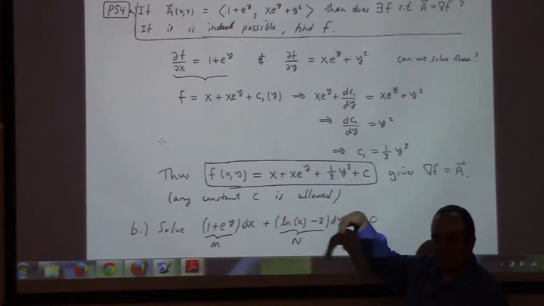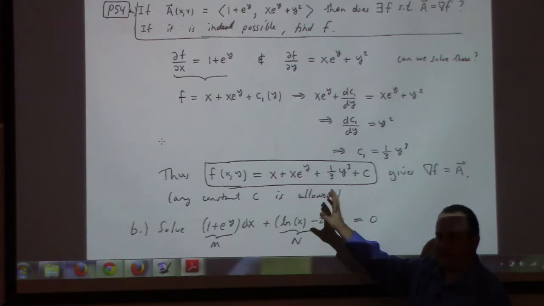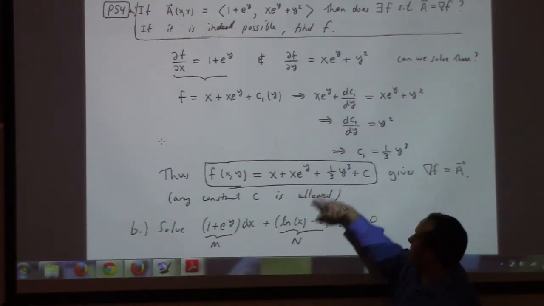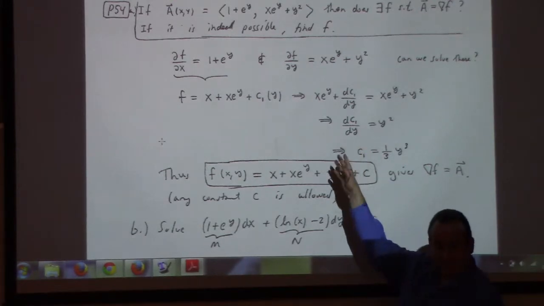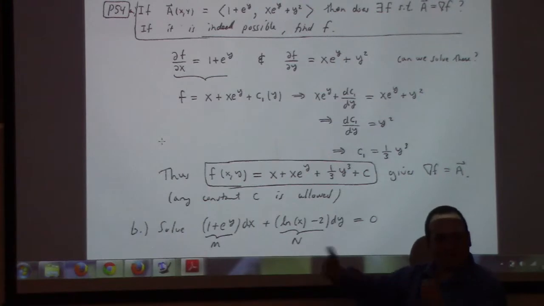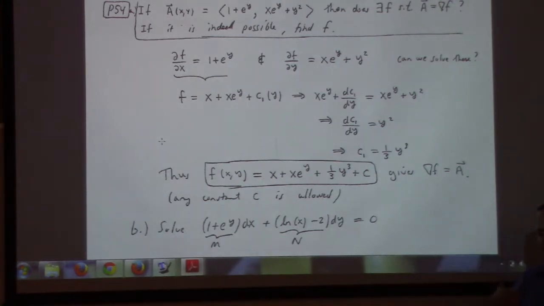But somewhere in the production of this problem, I got distracted and made a mistake. So this got put there instead of the x e to the y plus y squared, which is what I meant to put there. And I did an example in class like that before the break to try to make this connection between finding a potential for a vector field and solving the exact equation. This was supposed to be that.